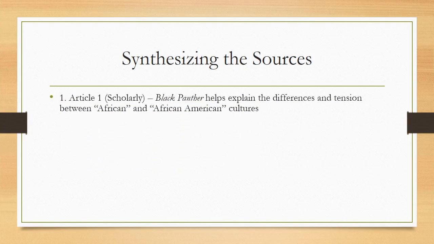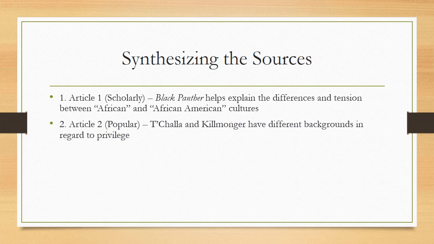What was source 1 about? It was really about the differences between African and African American cultures, which is a subtle but important distinction, right? People who are from Africa, or their ancestors were from Africa but who are American citizens, and then people who actually live in Africa. That's an important distinction, and that film explores that distinction. So that's what the first article talked about.